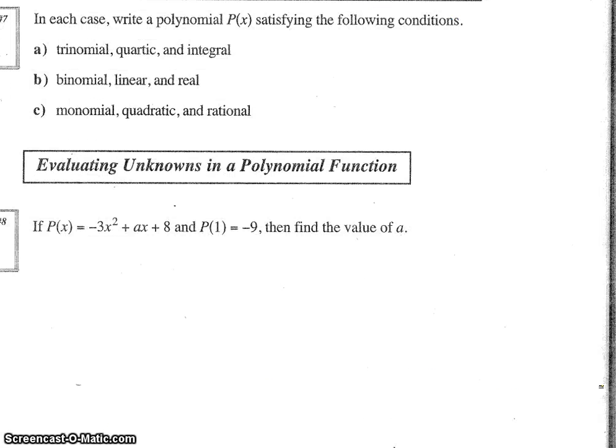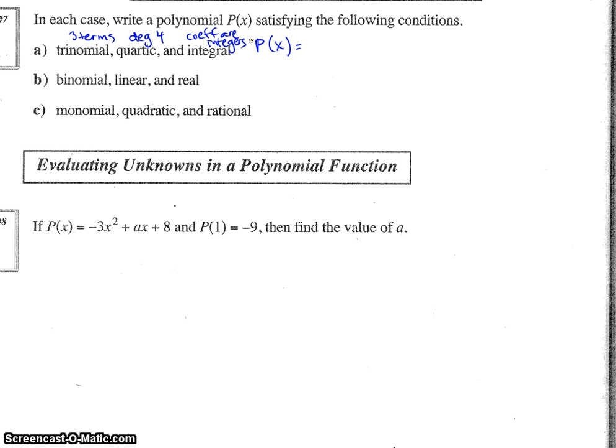Okay, so let's put all those definitions that we just learned to use. In each case, write a polynomial, p of x, satisfying the following conditions. So we want to come up with a polynomial, p of x, so p of x equals, that is a trinomial, that means we have 3 terms, a quartic, which means degree 4, and integral means the coefficients are integers, okay? So no fractions and no square roots.